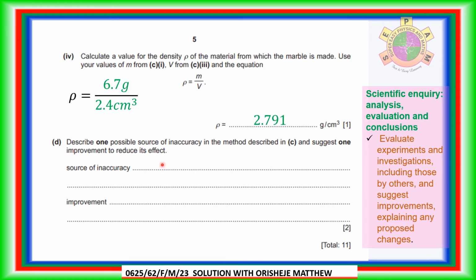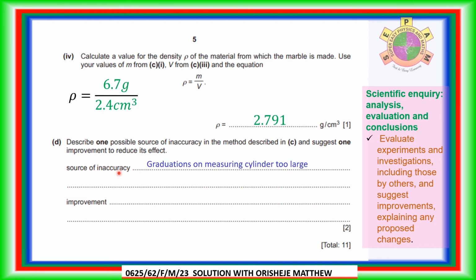So let's look at this question that is testing this aspect: describe one possible source of inaccuracy in carrying out this investigation of measuring the density of the marble, and suggest one improvement to reduce the effect. So explain any proposed variation that you can suggest. So let's look at it. What is the source of this?